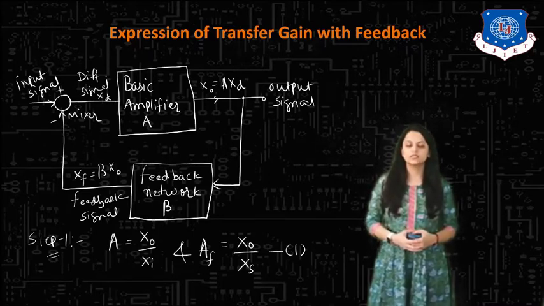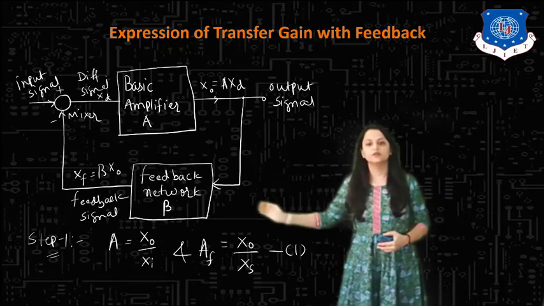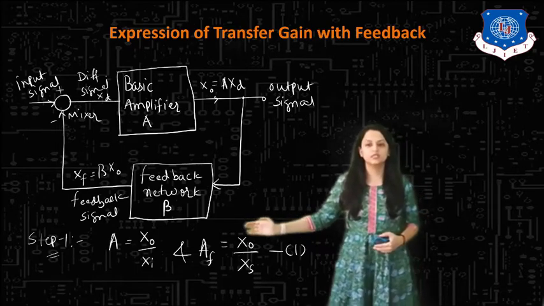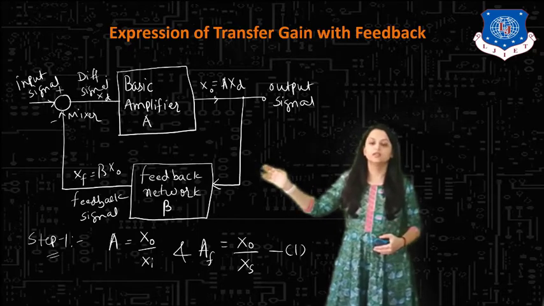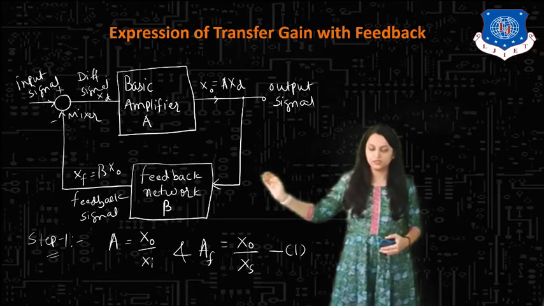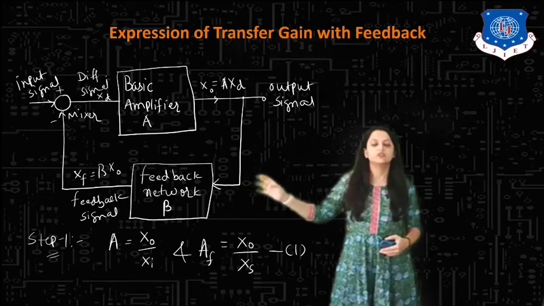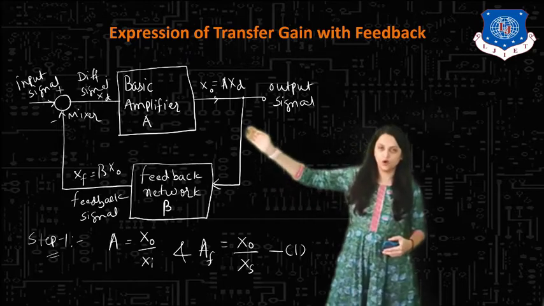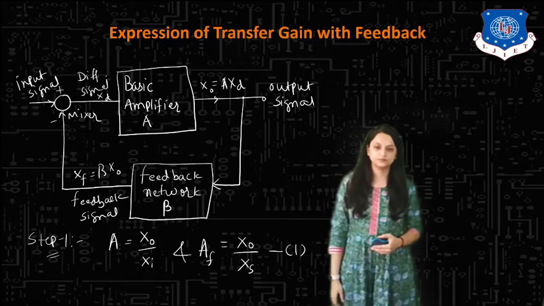Here in this diagram, the basic amplifier having the gain A is indicated with the feedback network beta. Input signal is given to the mixer where two signals are compared. One is the input signal and the other one is the feedback signal, which will generate a difference signal which is given to the basic amplifier block, and then it is obtained as the output signal.